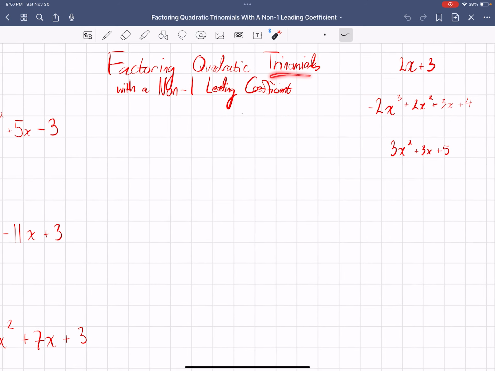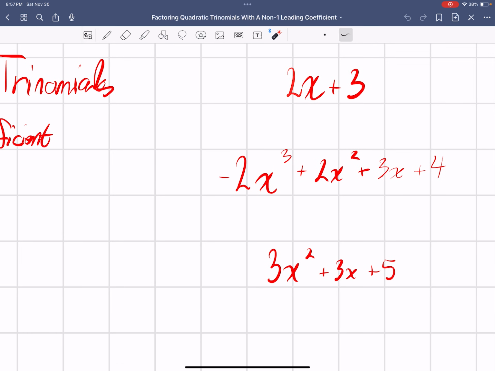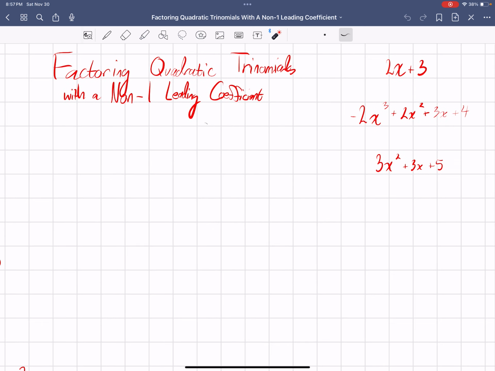Then by trinomial we mean 3 terms. 2 terms, just a binomial. Here we have 4 terms, but this last one is a trinomial with 3 terms. And finally, this non-1 leading coefficient.